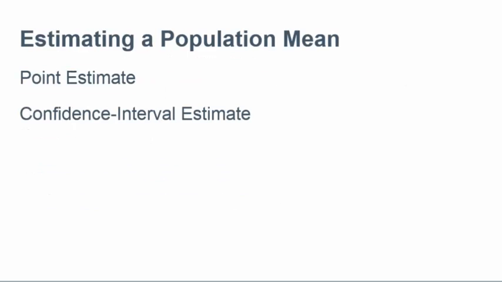Recapping, estimating a population mean. Our point estimate for our population mean is our sample mean, and for the population standard deviation is the sample standard deviation. Confidence interval estimate. Confidence interval estimate is the confidence level and the confidence interval.